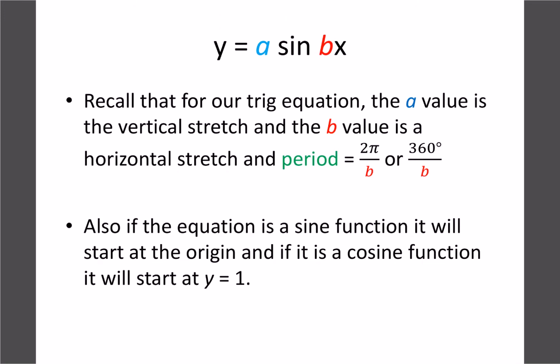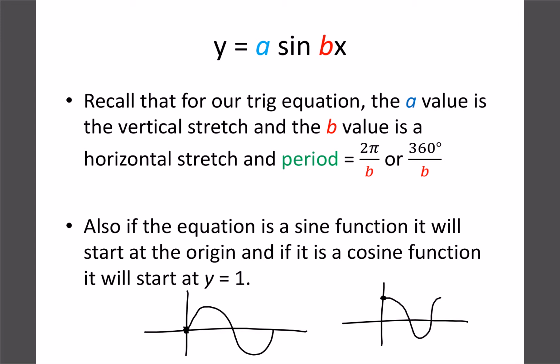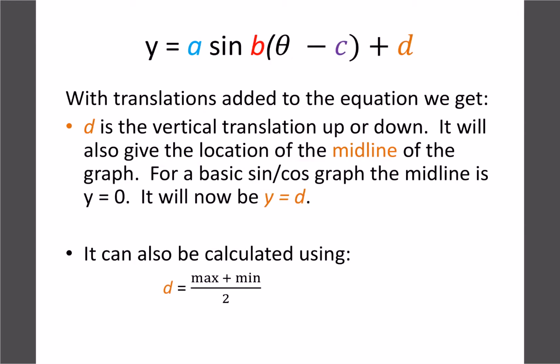Remember from our previous lesson that so far our equation is a sin bx. The a is our amplitude, or our vertical stretch. Our b is related to our period, so that gives us our horizontal stretch, and from that we can figure out the period of the graph and draw our graphs. We know that a sine graph normally starts at the origin and goes like that, and a cosine graph normally starts at 1 and does something like that. So we have our two types of graphs and our basic stretches, so today we have to figure out translations.